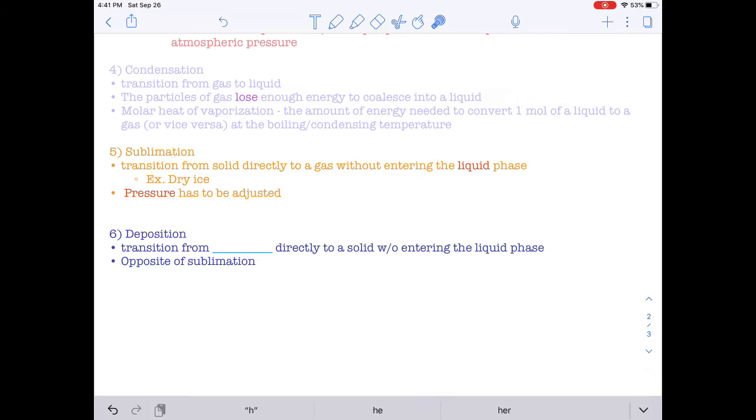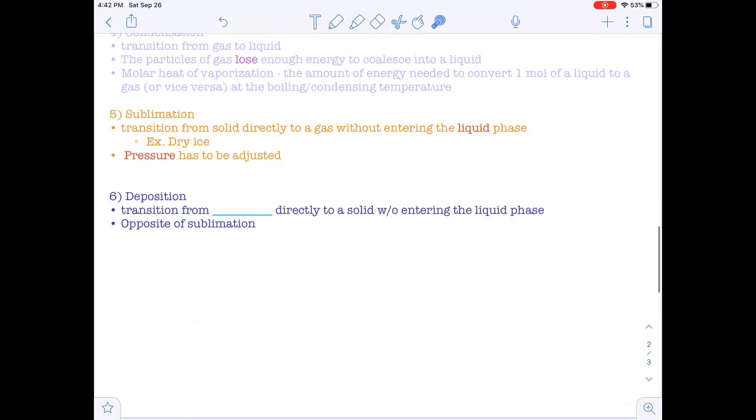One example is dry ice. I don't know if you've ever played with dry ice or you've seen it, but that goes directly from a solid to a gas, and that's composed of, I believe, frozen carbon dioxide, right? So that's one example. I know this might be a fairly new concept, but the way to think about it is it's just an adjustment of the pressure, and that's how you're able to go from a solid to gas without entering the liquid phase.